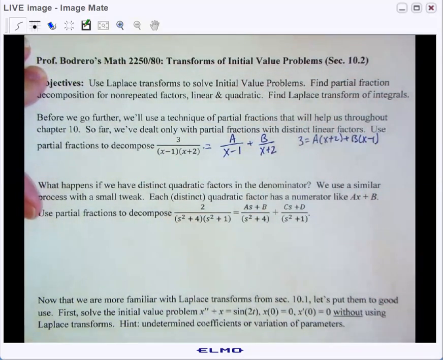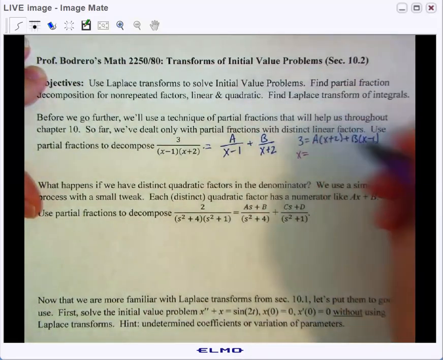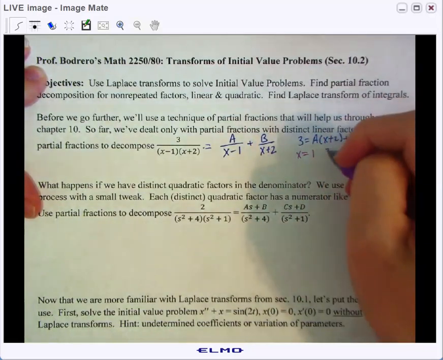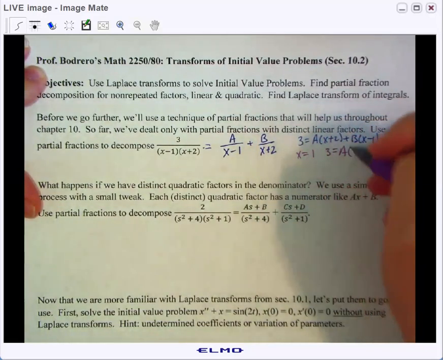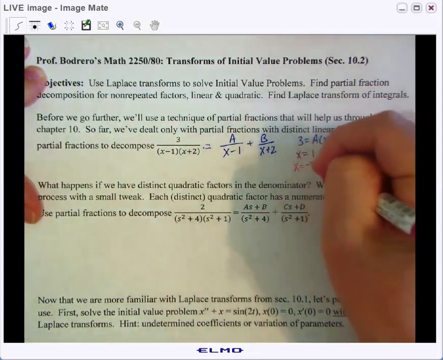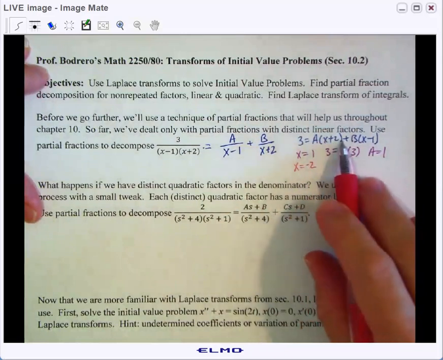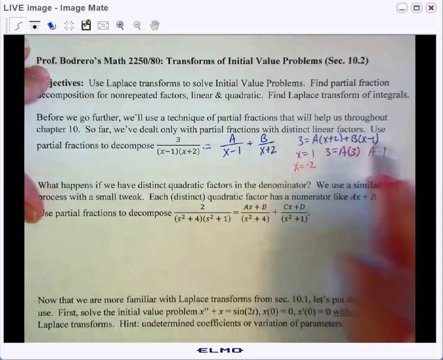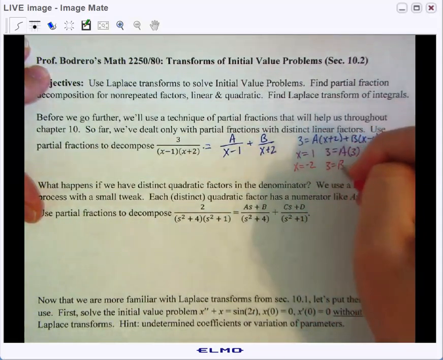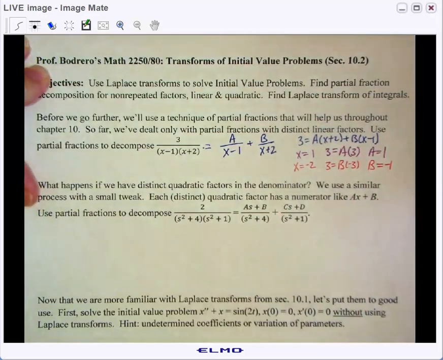Okay. And we can use some substitution here to help us out. So if x equals 1, then 3 is equal to A times 1 plus 2, or 3, so that A would have to be 1. If x equals -2, then that's what would make this term be 0. We'll get 3 equals B times -2 minus 1, which is -3, and so we'll find out that B is -1.